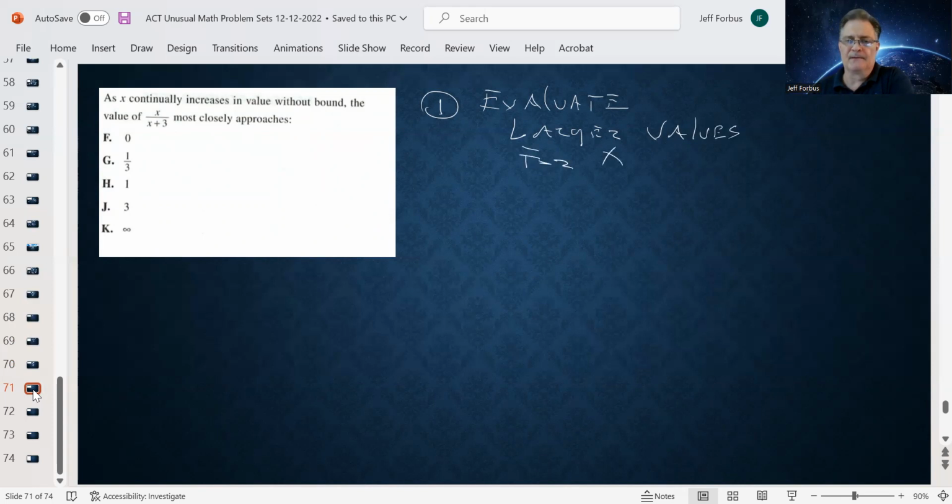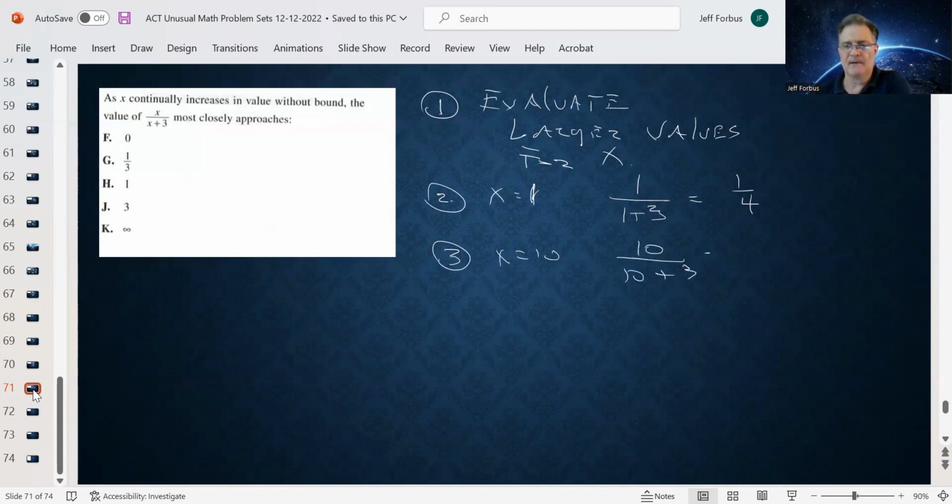For x. Okay, so let's do that. Well, let's just make this easy. Let's say x is equal to 1, then 1 over 1 plus 3 becomes 1/4. Okay, so what happens if x becomes, let's make it a little bit bigger, 10. Well, 10 over 10 plus 3 is going to be 10 divided by 13. 10 thirteenths is 0.769. 1/4 is equal to 0.25, right?